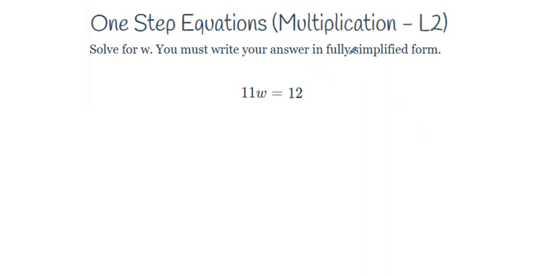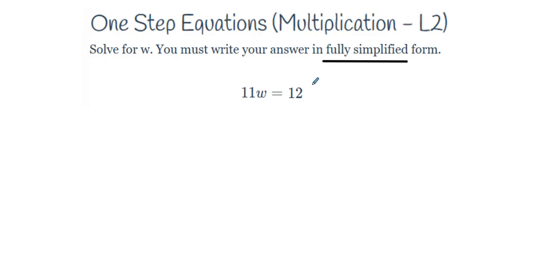One-step equations multiplication level 2. Solve for W. You must write your answer in fully simplified form. So again, you see where it says fully simplified. I'm going to just caution you that before you put in your final answer, make sure it's not something that can't reduce or simplify. Okay, so step 1, write the original equation, which is 11W equals 12.